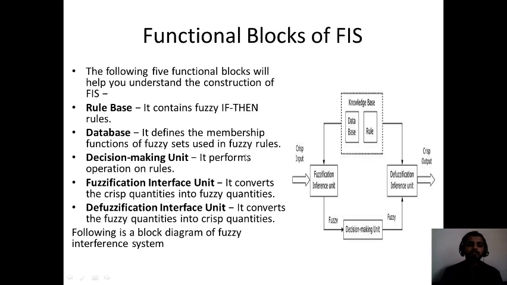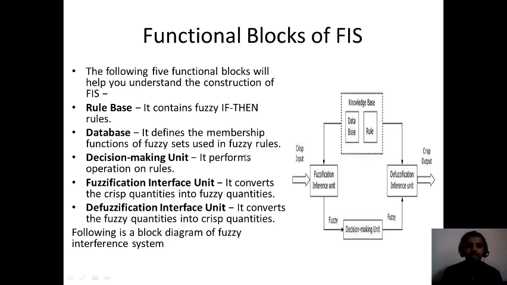The next one is the fuzzification interface unit. This is very important, and I have mentioned it in the previous sessions also. Listen carefully: it converts crisp quantities into fuzzy quantities. Whatever input it gets, it converts into the form required by the fuzzy inference system. What is required? It requires fuzzy quantities.